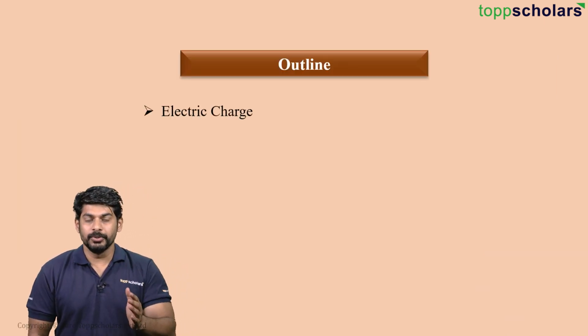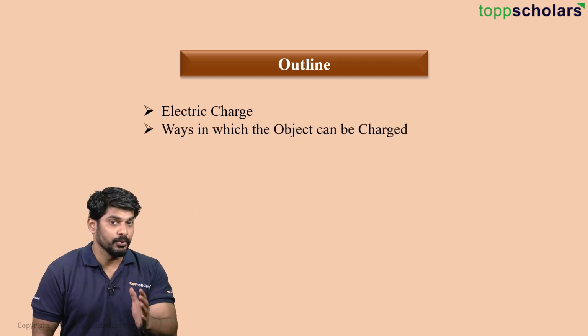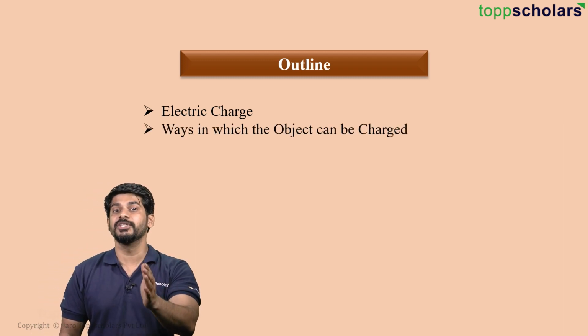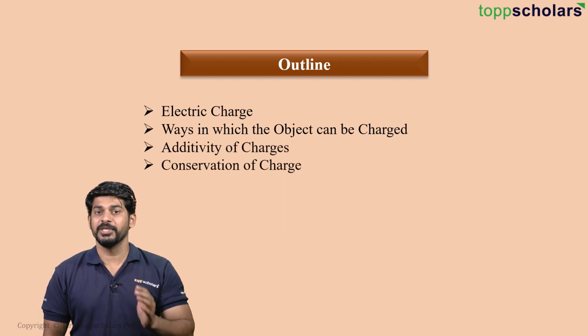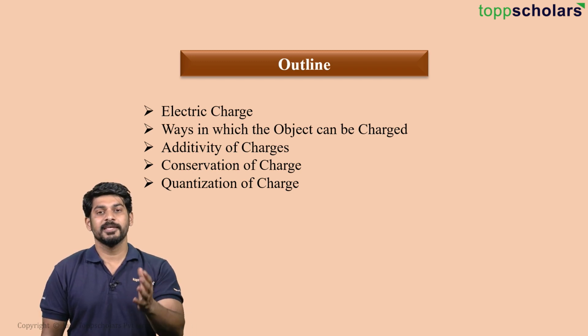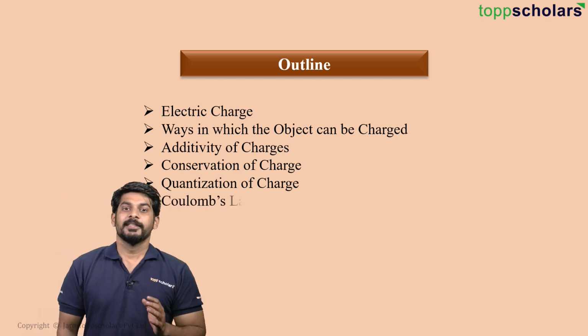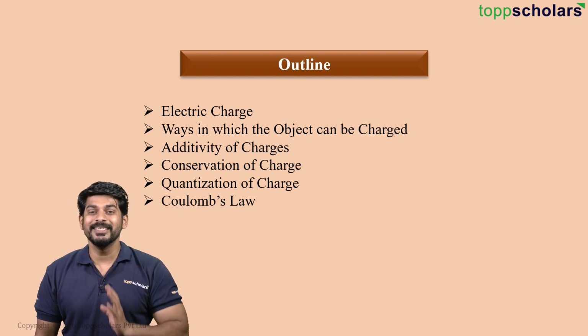So, we are going to talk about what exactly electric charges are. We are going to understand the ways in which an object can be charged. Then we are going to talk about some of the properties of the charges, that is additivity, conservation, and quantization of charge. Then we will talk about what exactly Coulomb's law is and how important it is.